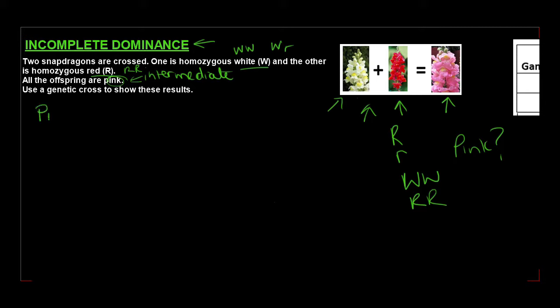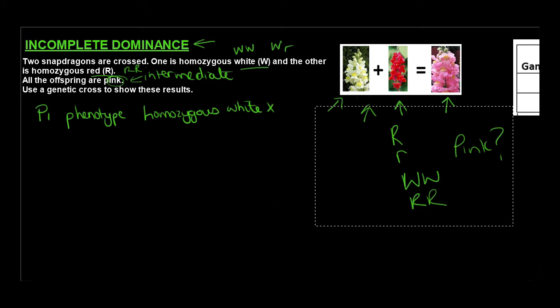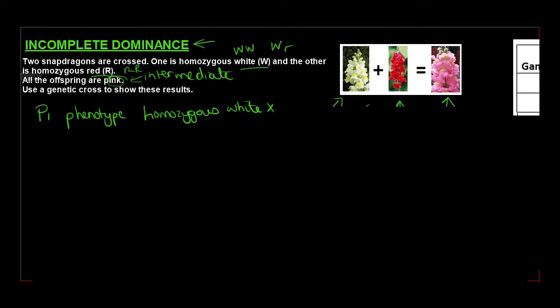So remember your format. We are dealing with the P1 generation, the first generation of parents, and we are going to start with the phenotype. So the phenotype is homozygous white crossing with homozygous red. Then the genotype, what would that look like? The genotype would then be capital letter W, capital letter W, crossed with capital letter R, capital letter R.